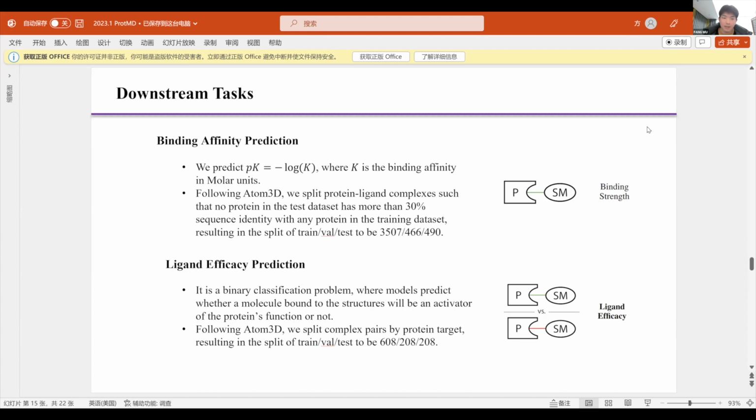And the second task is the ligand efficacy prediction, which is a binary classification task. The models predict whether a molecule binding to the structure will be an activator of a protein's function or not. In other words, we just forecast whether the molecule bound to the structure can activate the protein or not. And we also used the same setting of ATOM3D. We split the complex pairs by protein target.